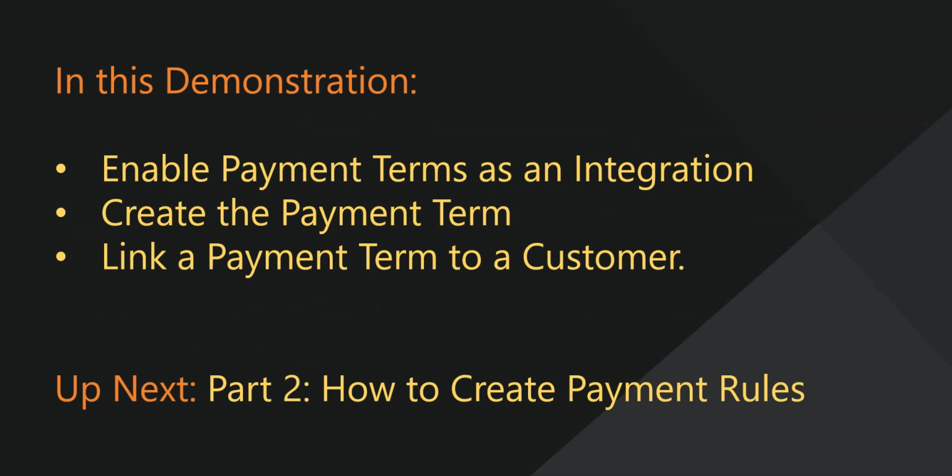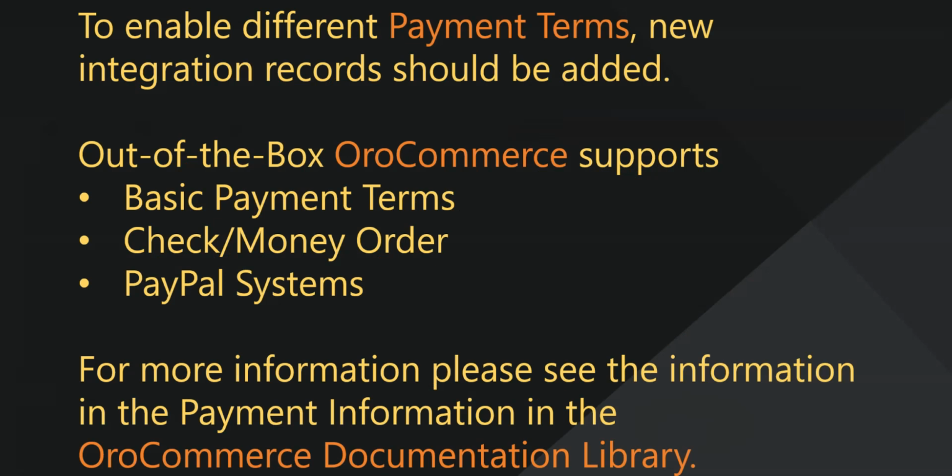In our next tutorial, we'll demonstrate creating payment rules to assign a customer to payment options available to them at checkout. In order to enable different payment terms, new integration records should be added. Out of the box, OroCommerce supports check and money order and PayPal systems. For more information on payment integrations, please see the information in the OroCommerce documentation library.